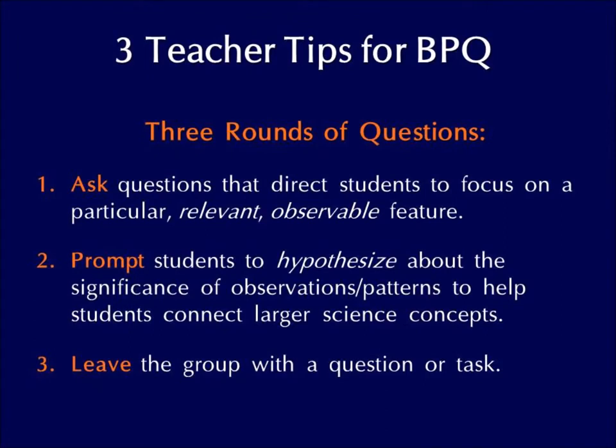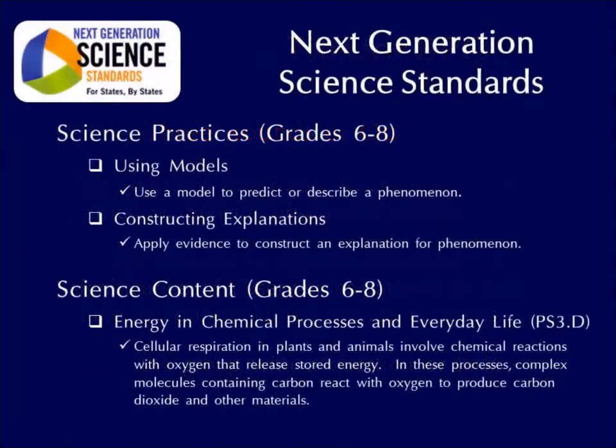Let's revisit 3 rounds of Backpocket Questions. First, focus students' attention on important observable aspects of the activity or model. Then, ask students to hypothesize about their possible causes. Finally, leave the group with a question or task to help them further reason about the activity. Talk moves like Backpocket Questions require the use of a model or activity as the focus for observations to help students construct pieces of a larger scientific explanation, which is part of the Next Generation Science Standards.